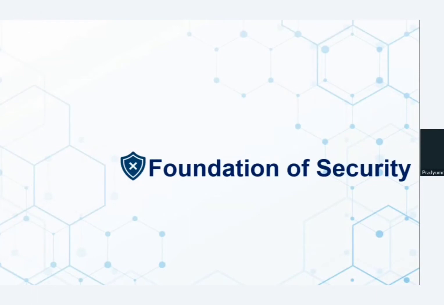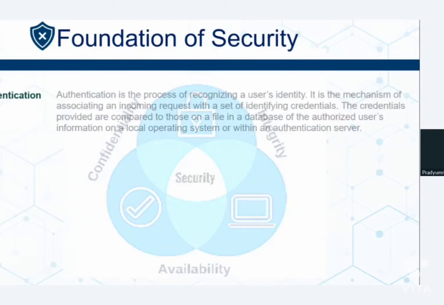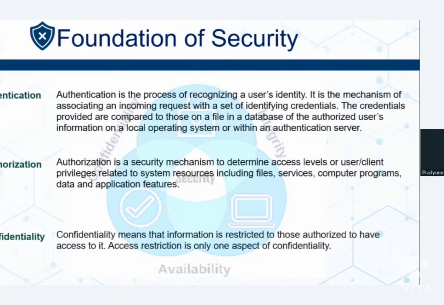Okay, so we are moving to the foundation of security, and why the foundation of security is an important pillar, right? We all know the CIA triad: confidentiality, integrity, and availability. It is very important to understand these terms in terms of application security as well. So authentication is just a process of recognizing a user and their identity. I have my ID and password, I can use them to log in to an application, so that is called authentication.